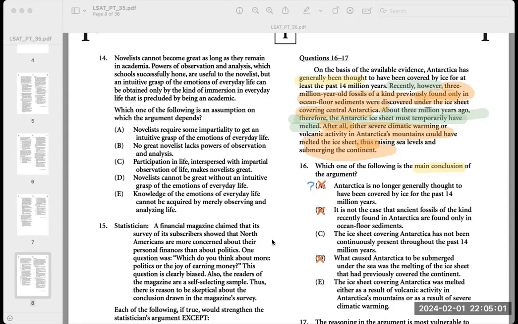Okay, E. The ice sheet covering Antarctica was melted either as a result of volcanic activity in Antarctica's mountains or as a result of severe climatic warming. Sorry, that is part of the support for the conclusion. It is not expressing the conclusion itself. So C would be the correct answer for this question.